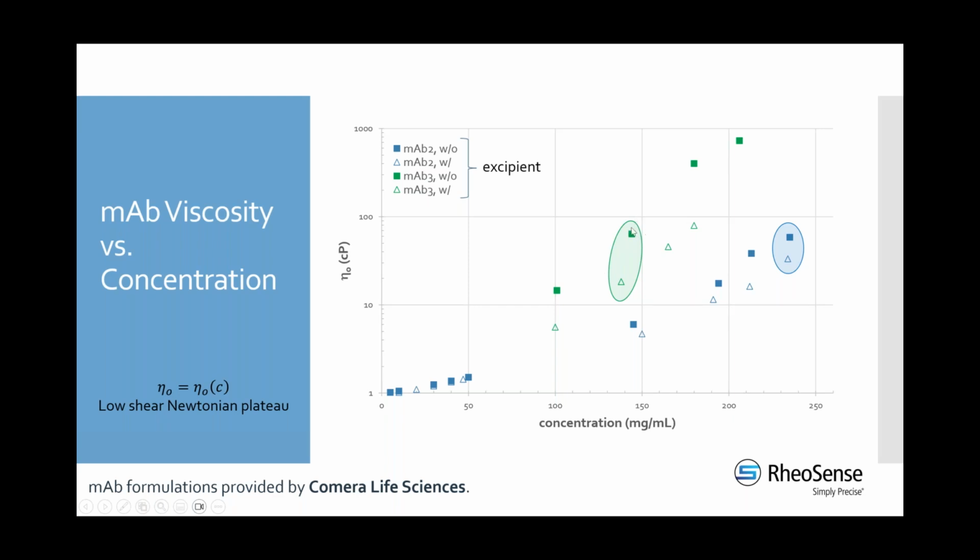So even though, say, this point and this point have essentially the same viscosity in the plateau zone, is that enough information for me to say that they're really going to behave the same way? Knowing what I know about antibodies and how they behave in formulation and what that means in terms of their rheological behavior.